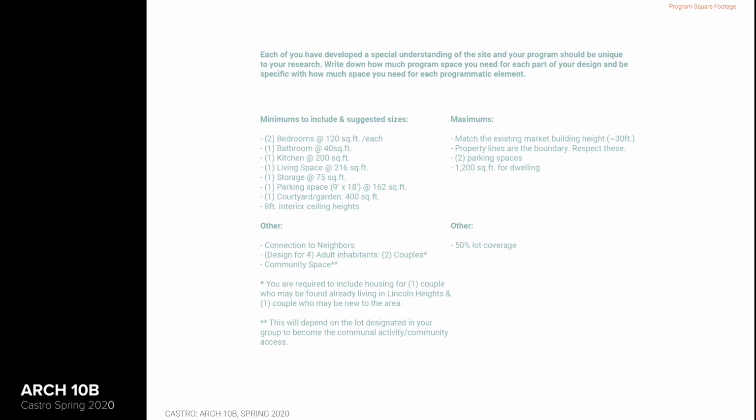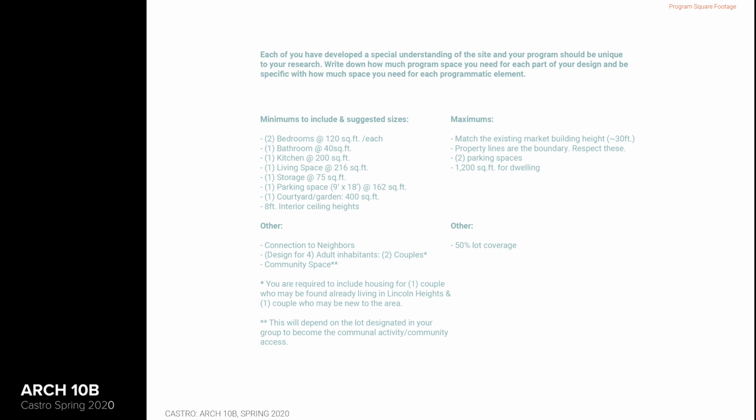So I'm asking you to include 2 bedrooms at 120 square feet each, 1 bathroom at a minimum of 40 square feet, 1 kitchen at about 200, living space at 216, 1 storage space for 75 square feet. And when I mean storage, it can be anything like cabinetry, it can be a garage, it can be places where you can just store equipment or machinery. It doesn't necessarily just mean closets and things like that.